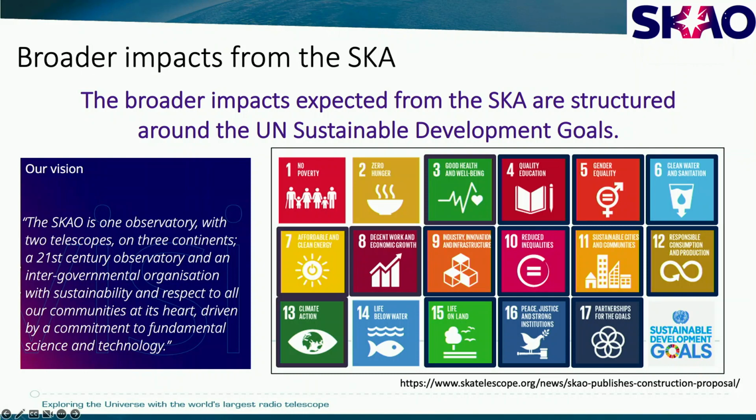So the goal of the SKA is to build the world's best radio telescope and to develop new technology to do it, and while doing all of that, to deliver broader impacts to society. And so those broader impacts, those goals, are framed around the UN Sustainable Development Goals. So here they are right here. And if you see the purple boxes here, those are the goals being tackled directly by the SKA. And so here's the vision statement.